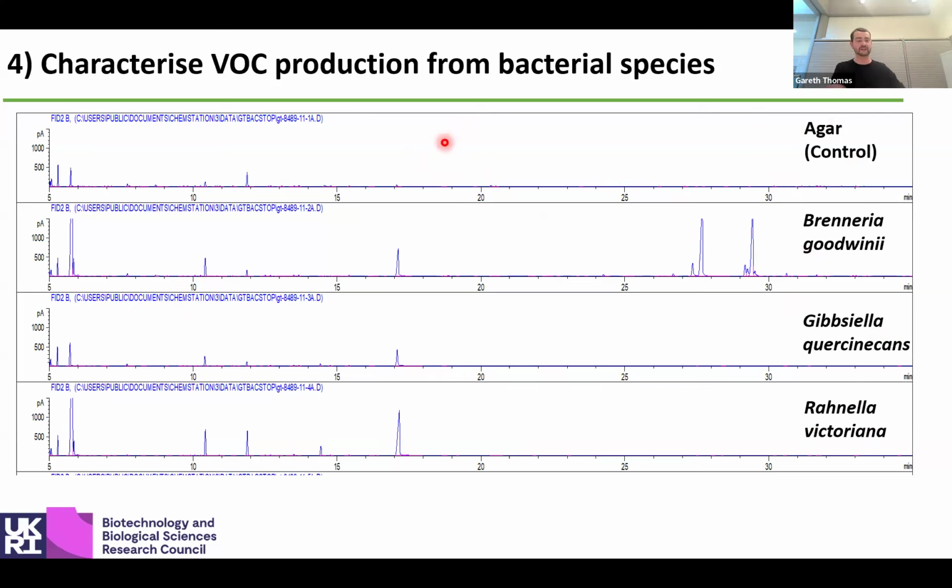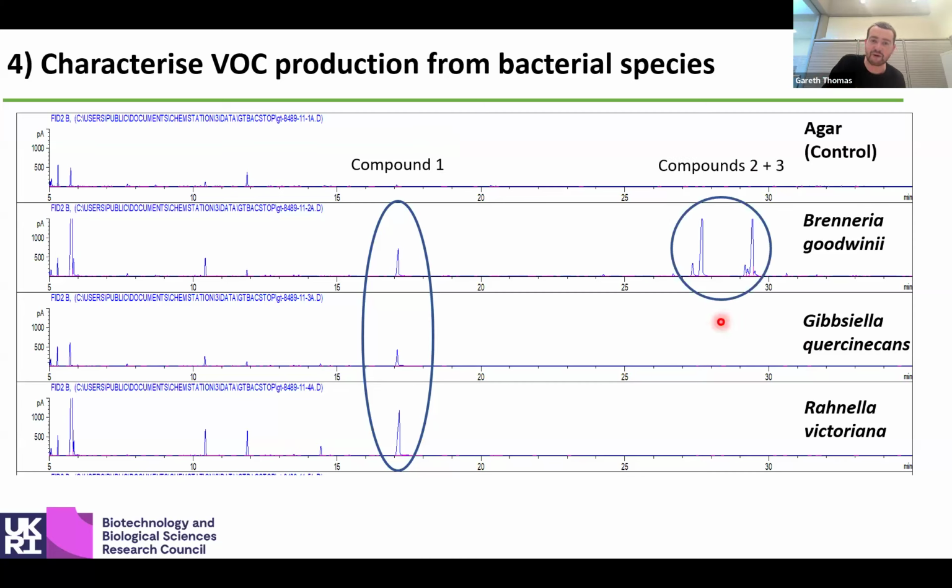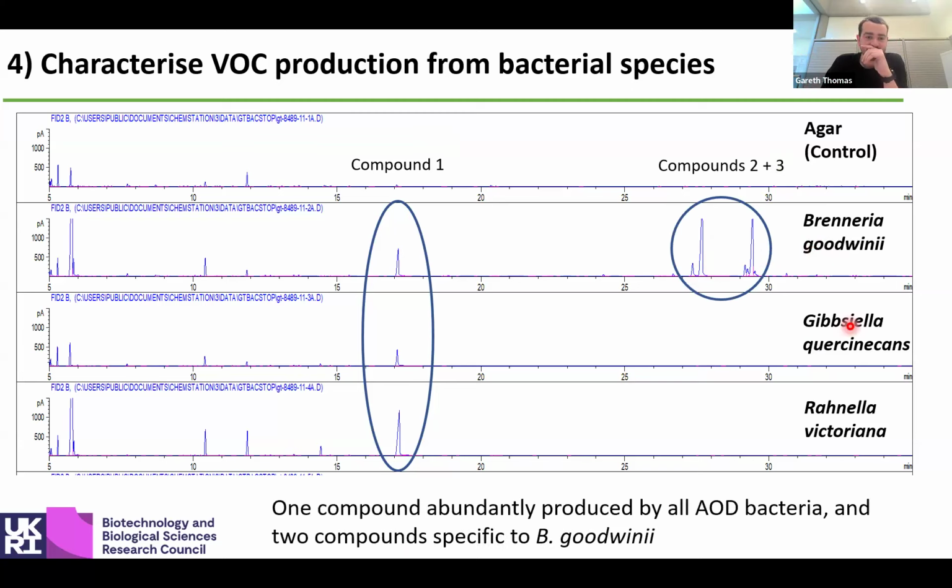Some of the key things that we were particularly interested in here: there's one compound that seems to be produced across all 3 bacterial species, so it seems to be a generic bacterial volatile. But interestingly, there seem to be 2 compounds, called compounds 2 and 3, which only seem to be produced by the Brunneria goodwinii. Some studies have shown that the Brunneria goodwinii seems to be one of the main bacteria which causes the pathogenicity of acute oak decline, so the fact that it's producing these 2 specific compounds compared to the other 2 species is pretty interesting. From this, we can conclude that there's one compound that's abundantly produced by all 3 AOD bacteria, and 2 compounds which are specific to Brunneria goodwinii.